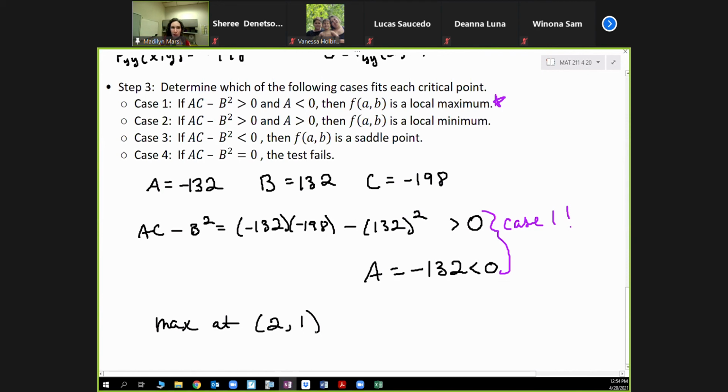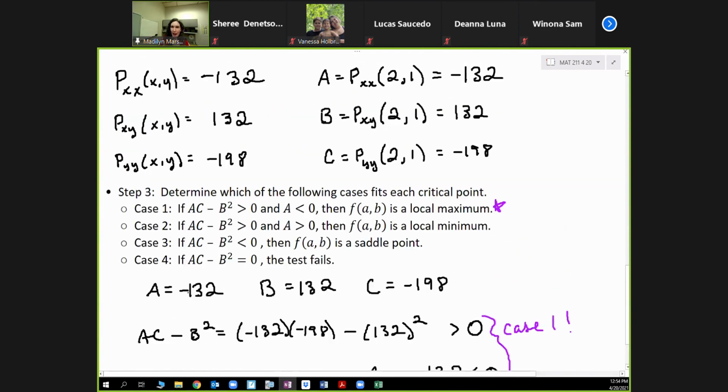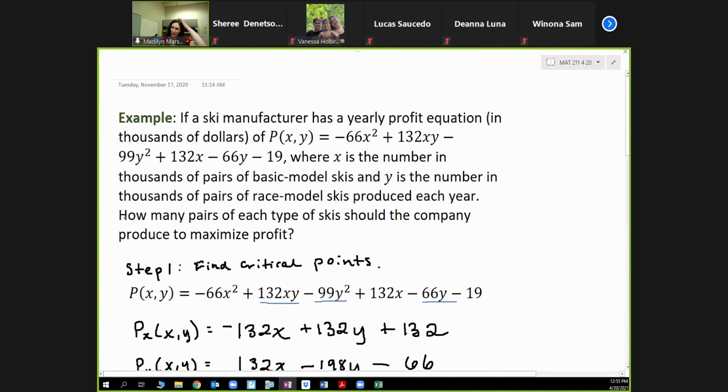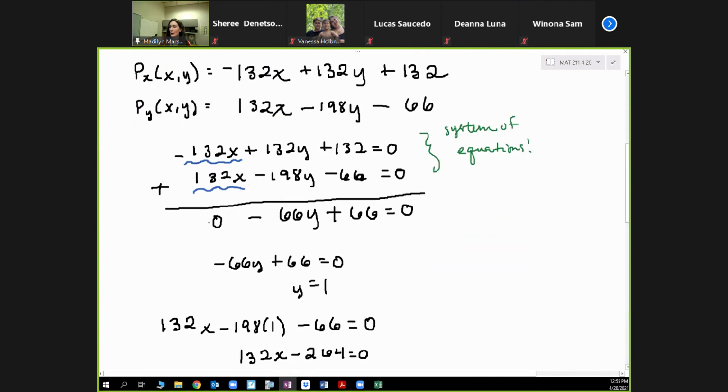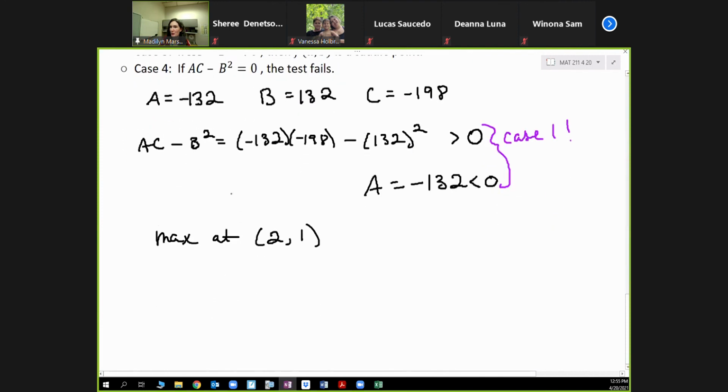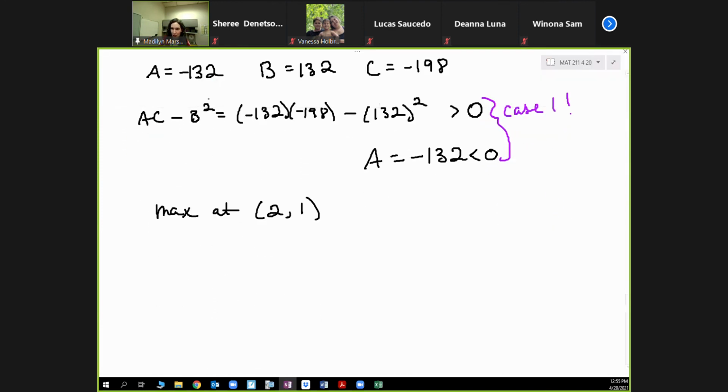So when X is 2 and Y is 1, we have a maximum. Going back to what the question was actually asking. The question says, how many pairs of each type of skis should the company produce to maximize profit? So the question didn't actually ask for the maximum profit. So we're basically done with this problem. We just have to make sure we're answering the question that was asked. Saying X equals 2 and Y equals 1 is not the answer to this question.